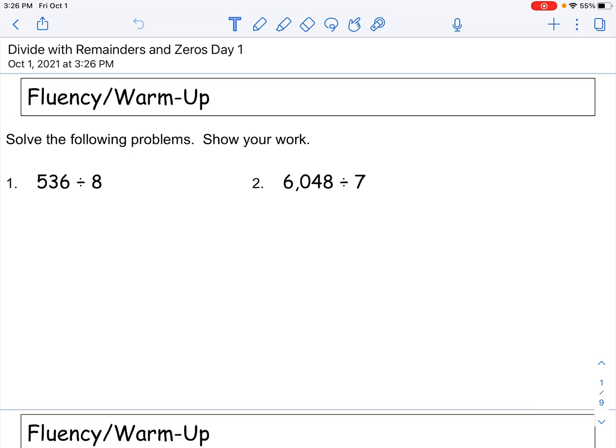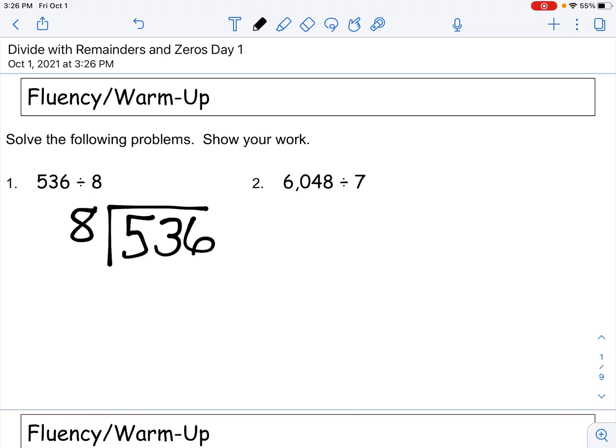I'm going to go through the math mini lesson with you right now. We're going to start with fluency and warm-up. It's review with our division that we've learned. First number is our dividend, goes in the box. Second number is our divisor, outside. We're going to skip count by our divisor, use our strategy. So 8, 16, 24, 32, 40, 48, 56, 64, 72.